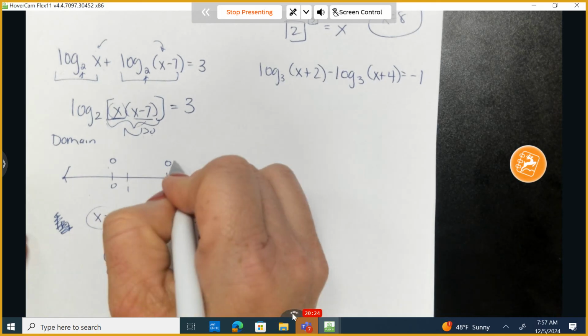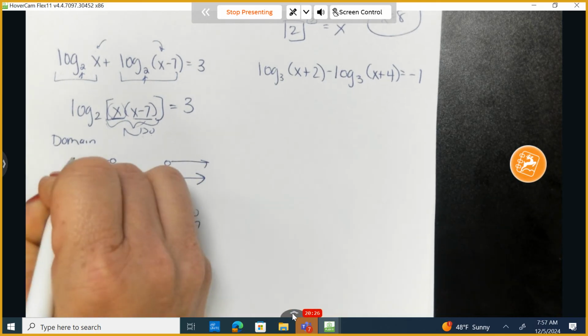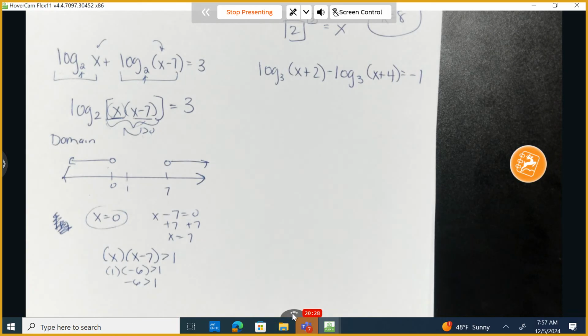It doesn't work. That means that when I find solutions, the only solutions that are going to work, that are going to be part of the domain, would be anything to the right of 7 or anything to the left of 0. We need to know that before we get started.